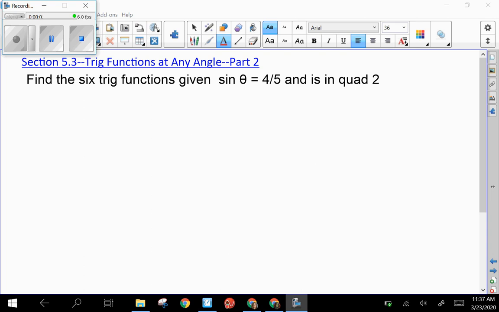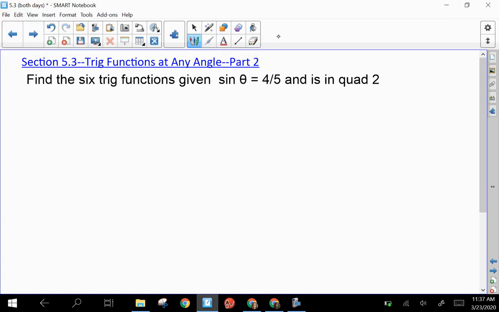All right, here we are about to finish section 5.3. This is my part 2 video, just going to wrap up a few examples, starting with something similar to our previous video. Instructions say find the 6 trig functions given that sine of theta is 4/5.